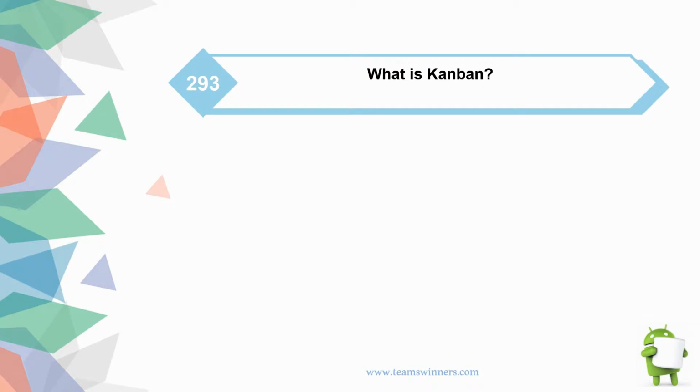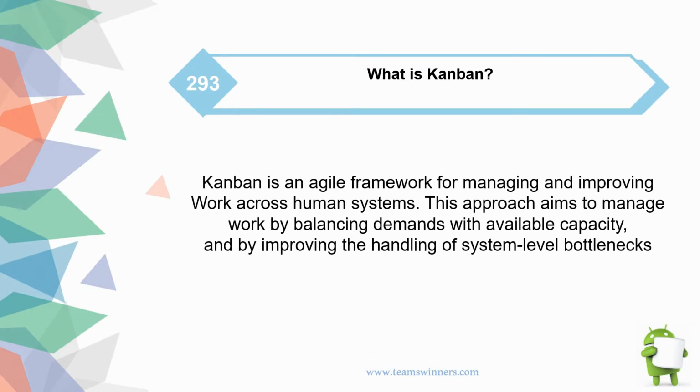What is Kanban? Kanban is an agile framework for managing and improving work across human systems. This approach aims to manage work by balancing demand with available capacity and by improving the handling of system-level bottlenecks.